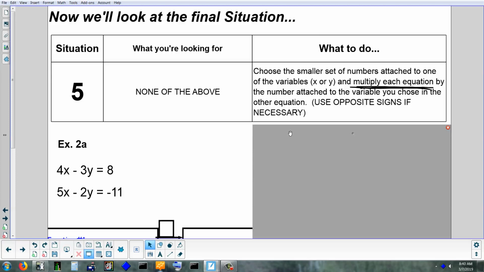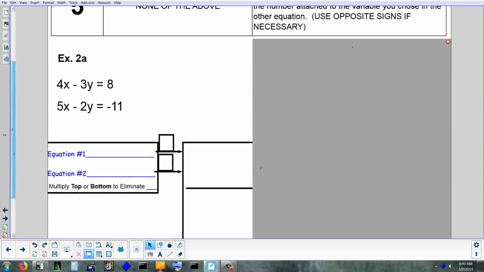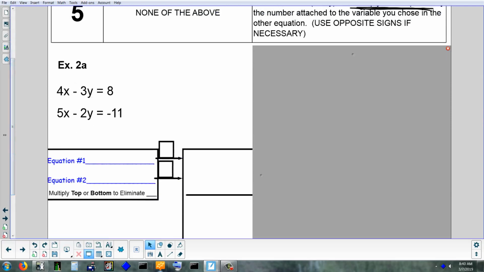First thing we have to ask ourselves, I don't care if it's situation 1 or situation 5, what's the most important thing? Before we can do anything, we have to make sure that it's lined up. Is it lined up? Yeah. x is over x, y over y, equal, and then a number at the end. So we're lined up, which means you don't have to switch it around.